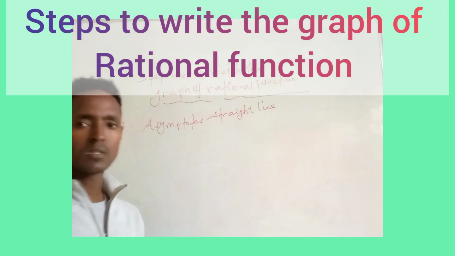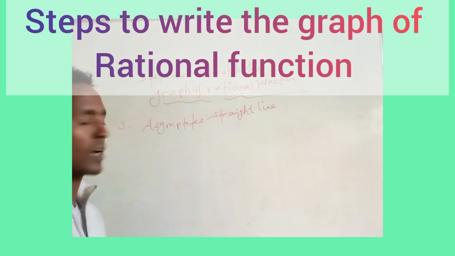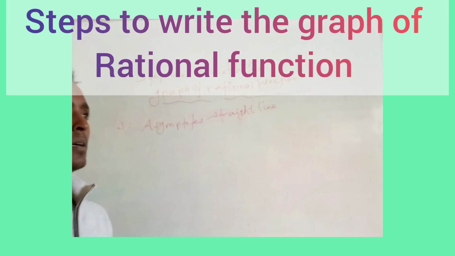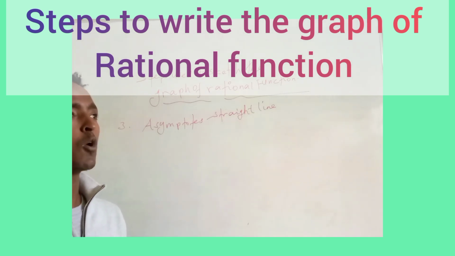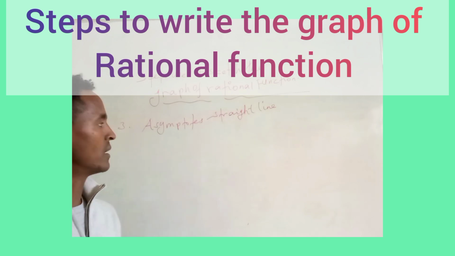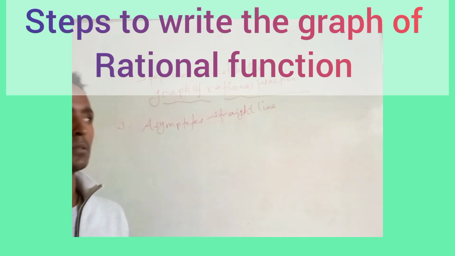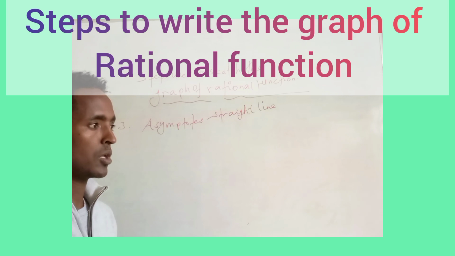Since an asymptote is a straight line, it can be a vertical straight line, a horizontal straight line, or maybe an inclined straight line. If it is a vertical straight line, it is a vertical asymptote. If it is a horizontal straight line, it is a horizontal asymptote. While if it is an inclined line, it is considered an oblique asymptote.